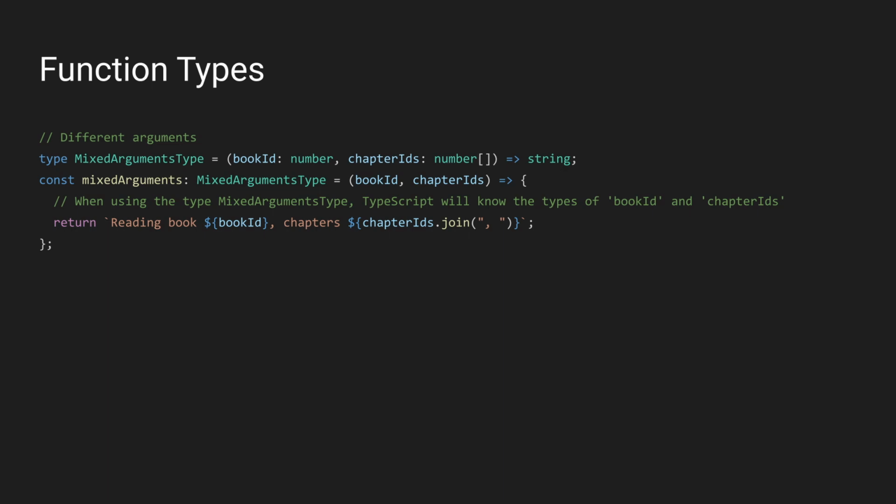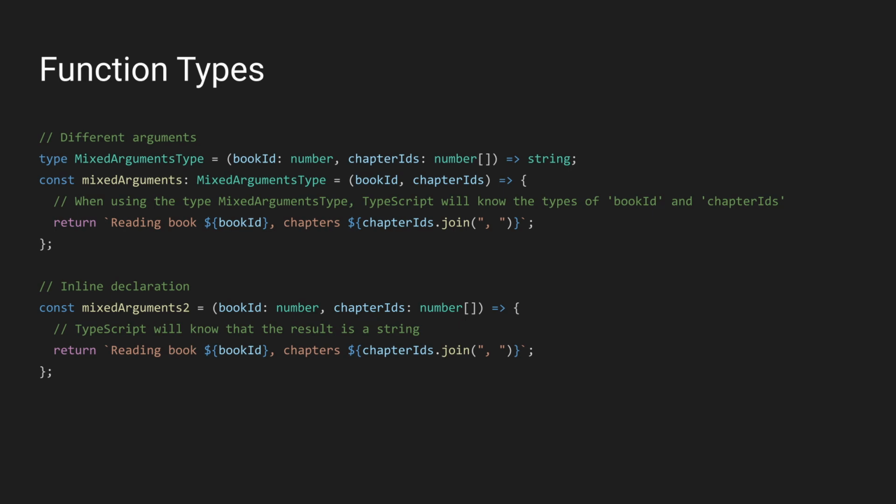By the way, when we annotate a lambda function with a specific type, TypeScript will automatically infer the argument types. Here we have an example of the same function defined inline, without relying on a previously created type.